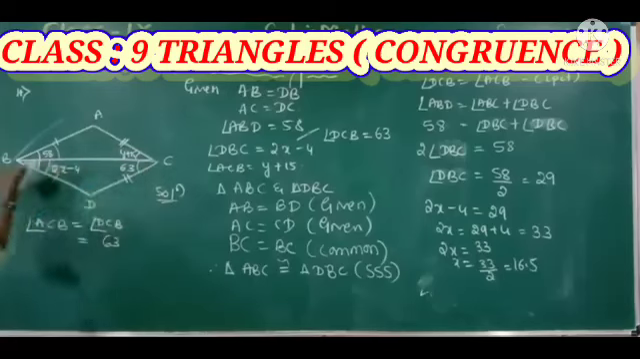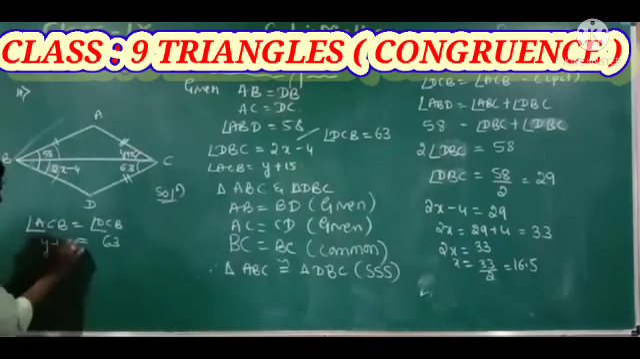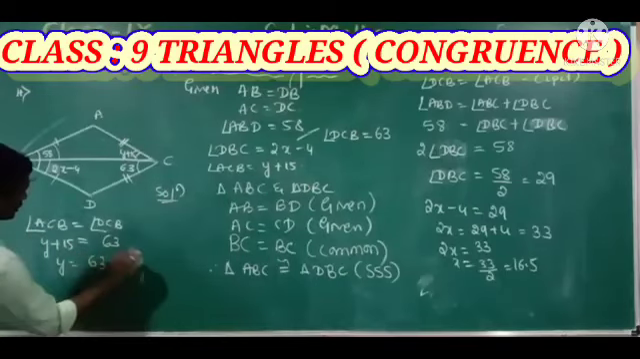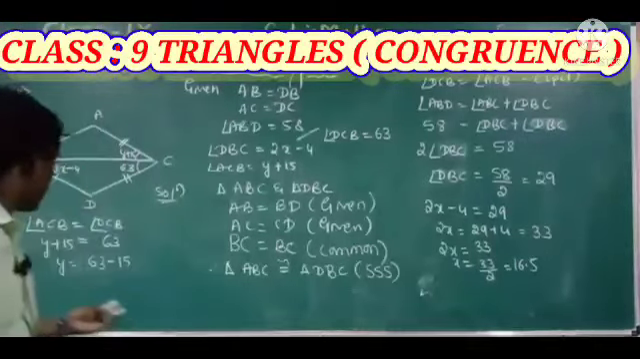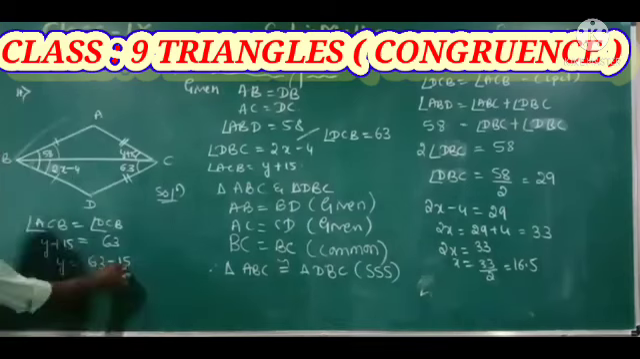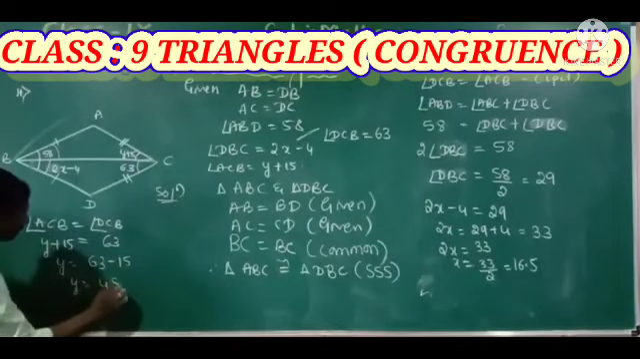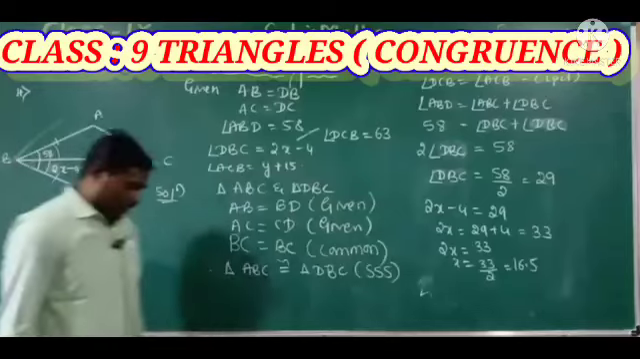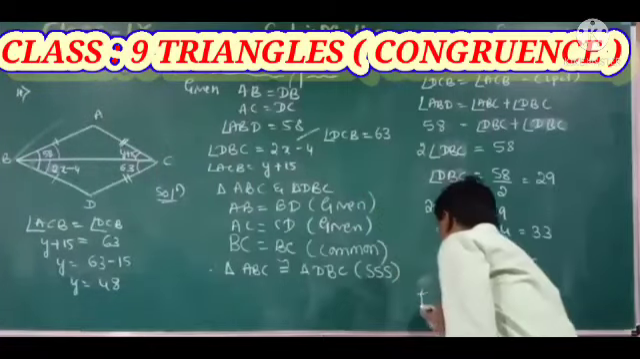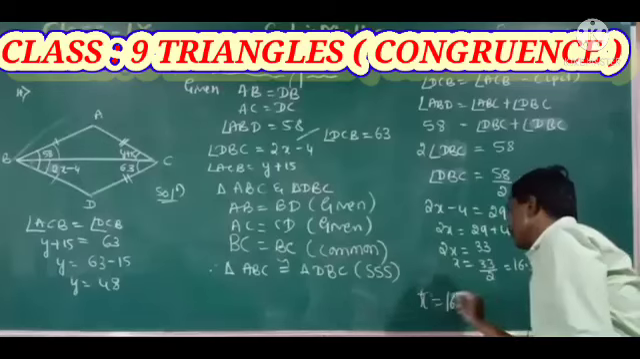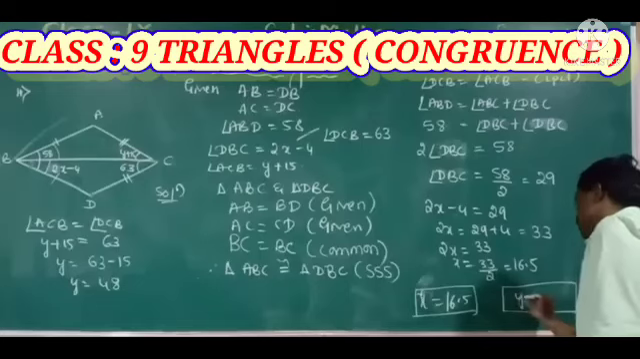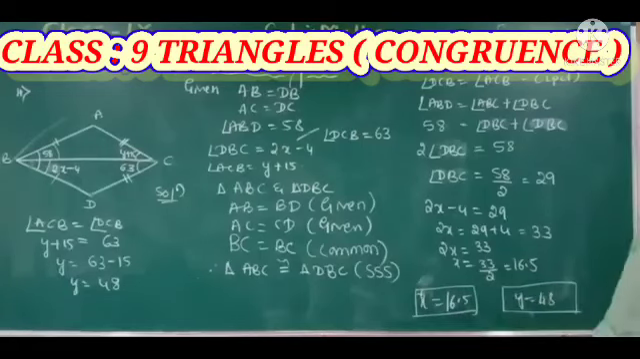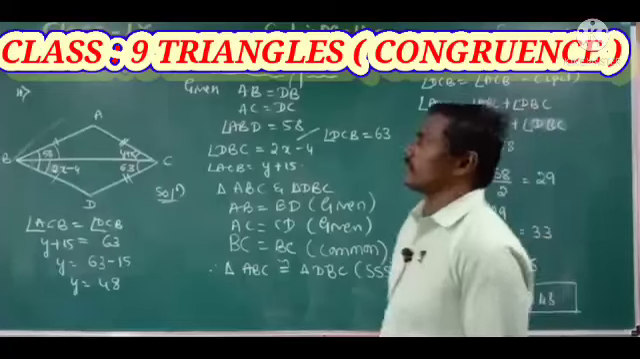Angle ACB is nothing but y plus 15. Now y is equal to 63 minus 15. So just subtract these two. Subtract 15 from 63. So what we will get? 48. Now, what are the required values of x and y? X is equal to 16.5 and y is equal to 48. So these two are the required values of x and y.